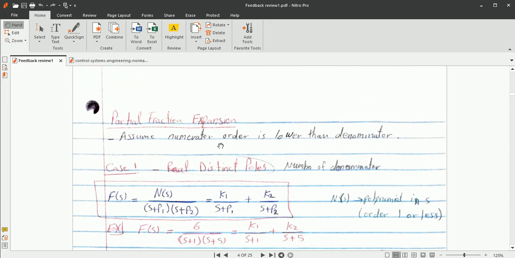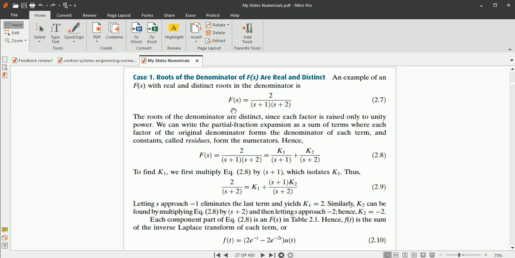Now assume the numerator order is lower than the denominator, so that is another case for the partial fraction expansion. In the Laplace transform, it's easier to solve any system, so basically we do the partial fraction expansion. For example, if we have F of s like 2 over s plus 1 into s plus 2, we will separate these fractions, okay, like k1 over s plus 1 plus k2 over s plus 2.